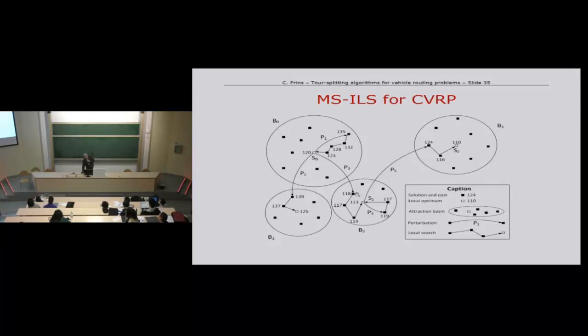I apply a third perturbation, and here I obtain a solution, and after a local search, I find this one with a cost of 113. So as it is better than my initial solution, I accept it. So now the current solution is here. Then I do a fourth perturbation, but not strong enough. So after the local search, I go back to this solution, and then a fifth perturbation, and this time after the local search, I jump to another attraction basin, and I found a new best solution with cost 110. So you see the principle.